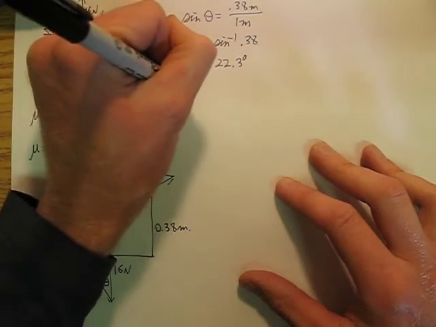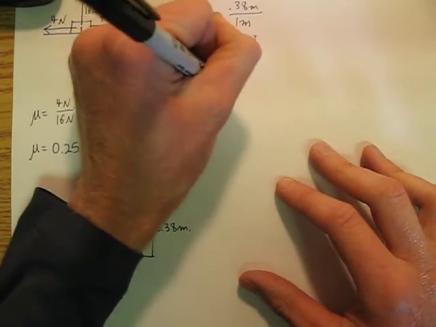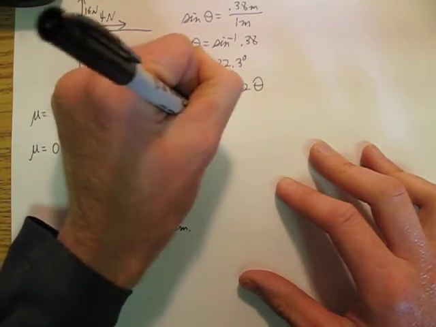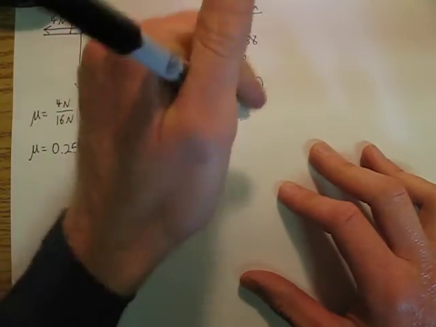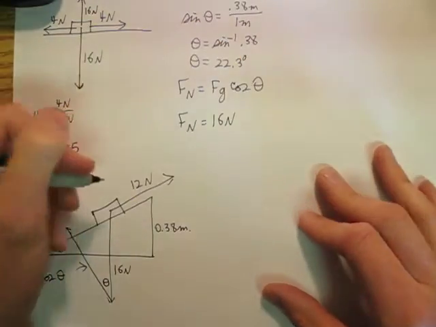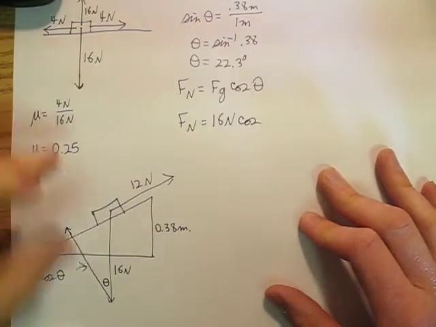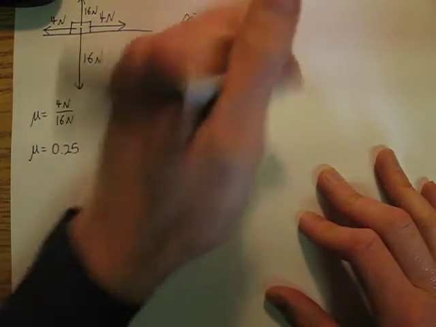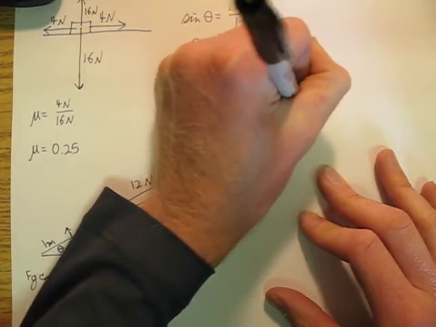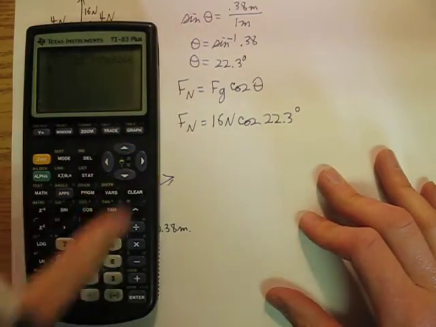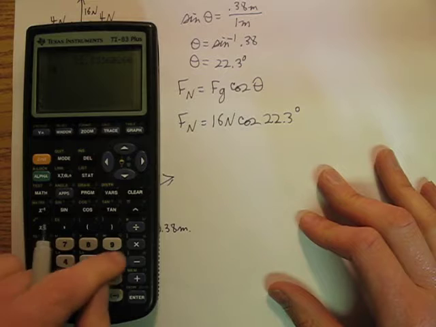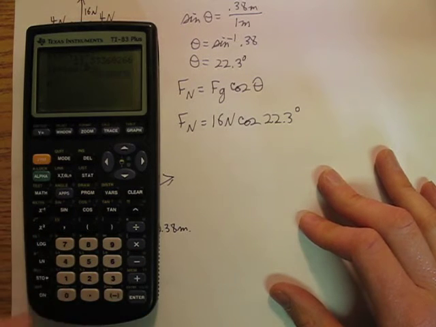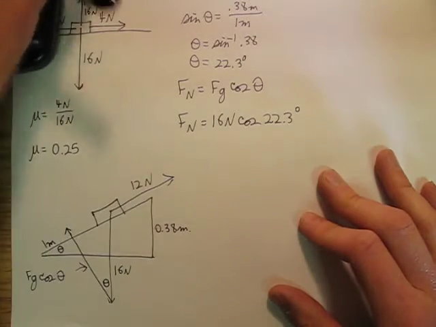And so my force normal is going to be Fg cosine theta. Force normal is going to be 16 newtons times the cosine of, what did I just say? I just said 22.3 degrees. So I plug that in, 16 times cosine of my answer, and I get 14.8 newtons.